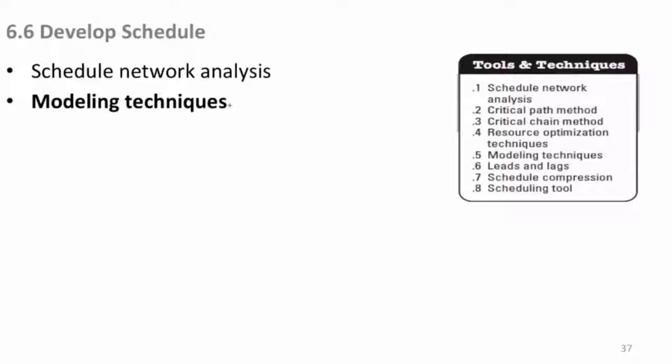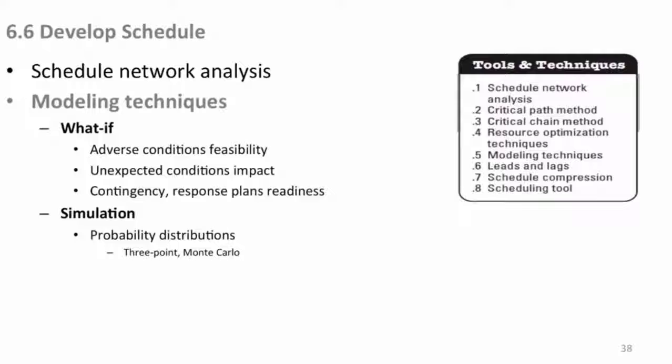So now here we have some modeling techniques. Once we have our network analysis and our network diagram the way we like it initially at this point in time anyway, we can do what-if scenarios, and we can do simulations to try and actually optimize the schedule to meet our needs. What ifs, they have adverse conditions, feasibility. What if this happens to our schedule? You can plug in delays and things and see how it affects your critical path or the end date, regardless of what methodology you're using.